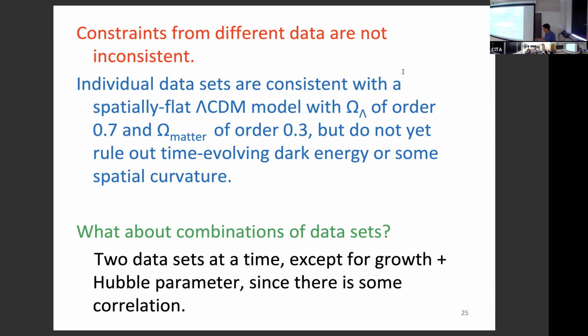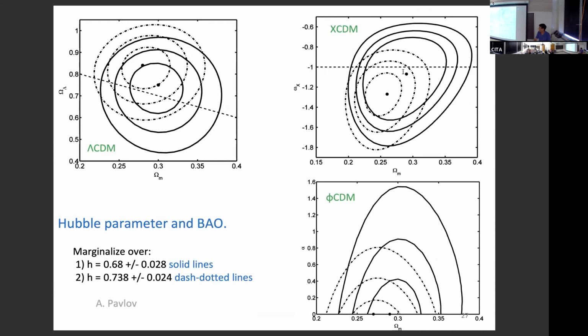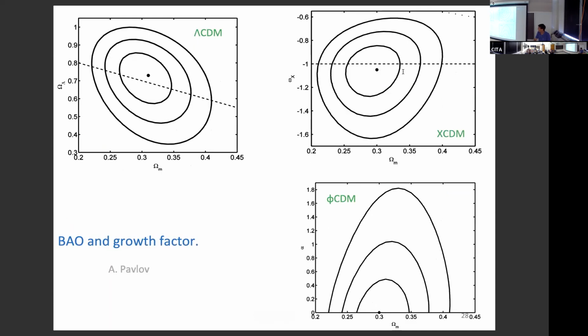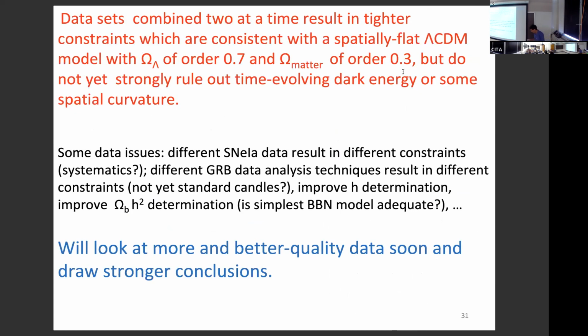So we can do combinations and you get pretty much the same conclusions. It's just that the parameter space now tightens up, but there's still space for curvature and there's still space for dark energy dynamics. And this is supernovae and BAO, Hubble parameter and BAO and growth factor. And you just kind of conclude the obvious things again. They're tighter constraints. They're consistent with the standard model, but they don't strongly rule out time evolving dark energy or spatial curvature.